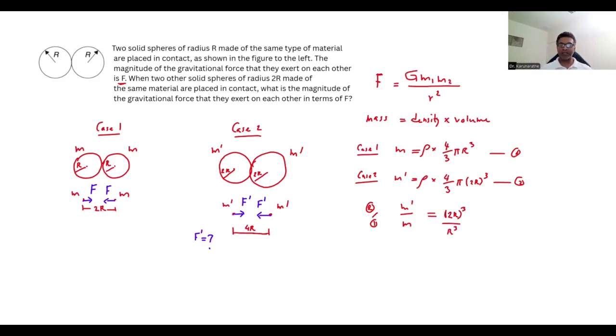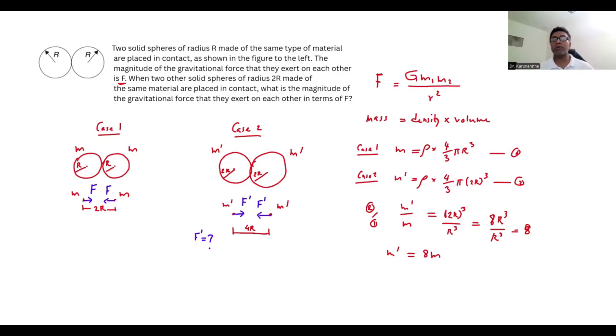Now this is simple algebra. You can see 2 to the power 3 is 8. And then I have R cubed in the numerator and R cubed in the denominator, so they will cancel out and I'll just get 8. So M prime, the mass of the larger sphere, is 8 times the mass of those smaller spheres. That's an important relationship that we are going to use in order to find F prime, the new force acting on the larger masses.